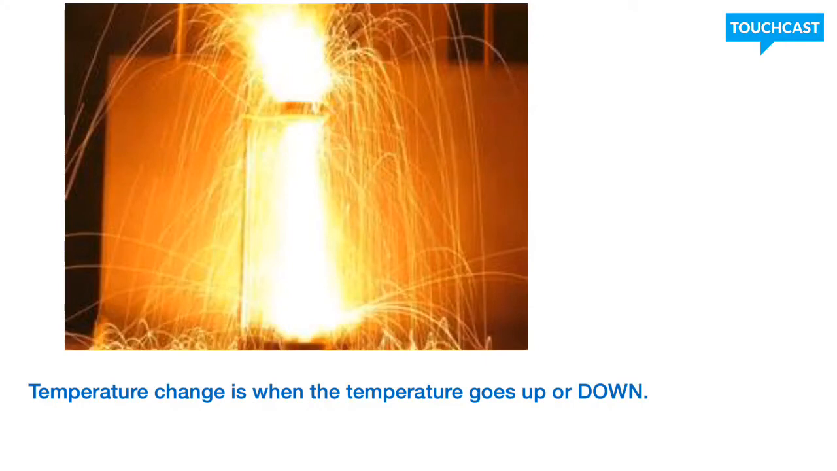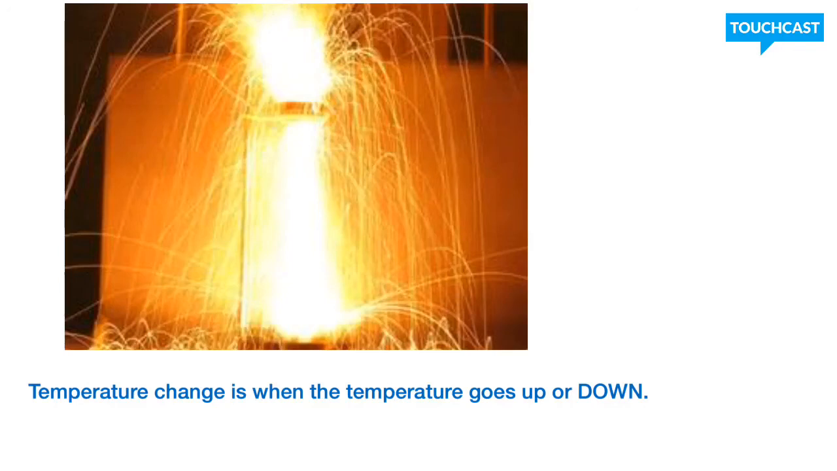Now, a temperature change is pretty simple. It's basically when the 2 substances react, the temperature goes up or the temperature goes down. Now, I didn't have a good picture for when the temperature basically goes down, but you have in the picture above, you have thermite reacting with oxygen, and you can kind of see the temperature is going up.